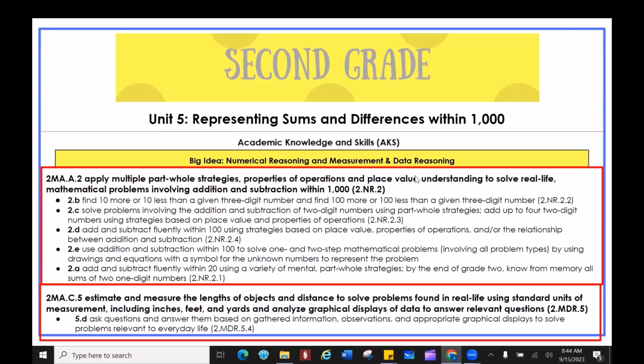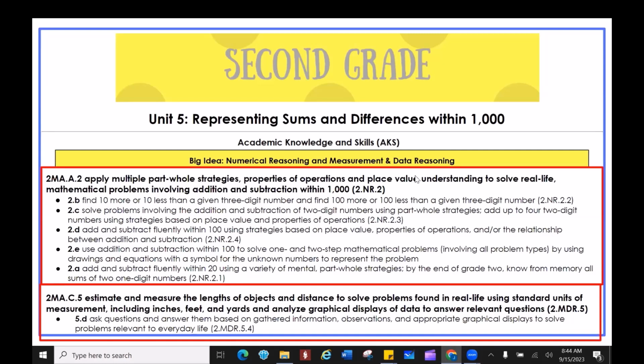In IOA 2A, students will continue to work on building fluency with addition and subtraction within 20 using a variety of mental part-whole strategies. This is an ongoing IOA. Reaching fluency is an ongoing process that will be continued through number talks. Students should know all sums of two one-digit numbers by the end of second grade.